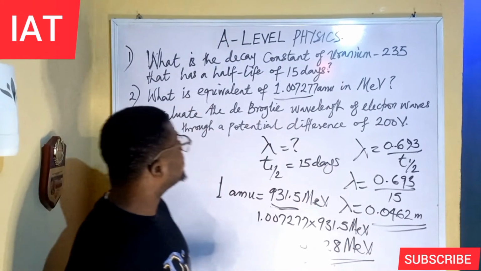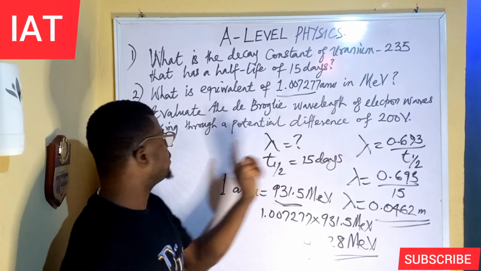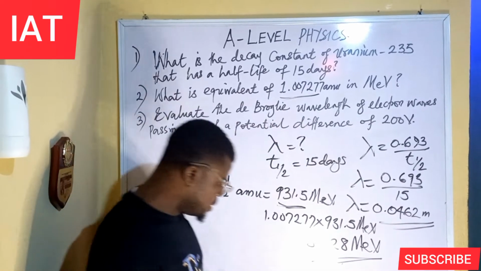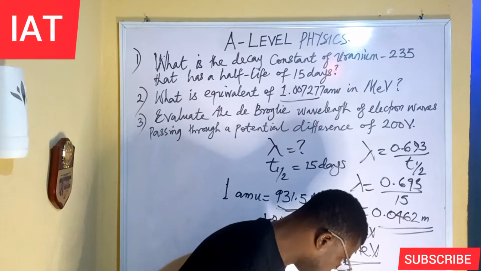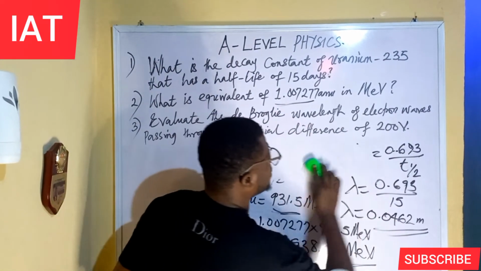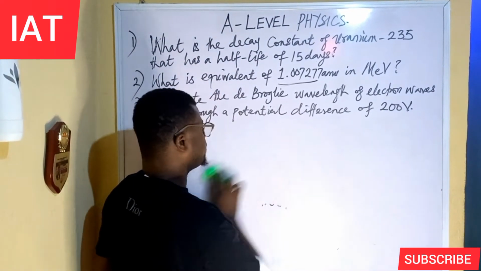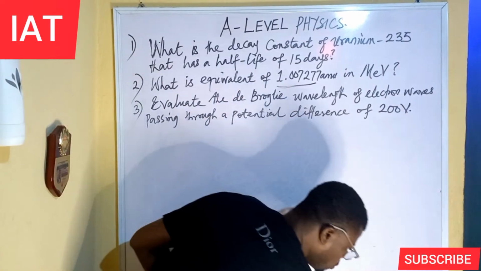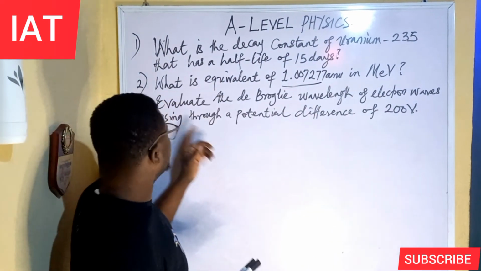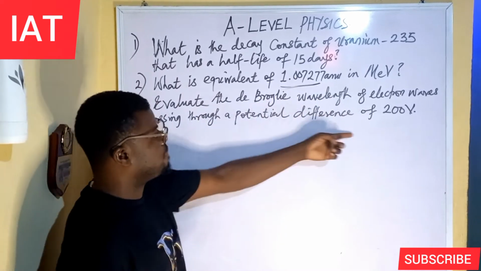The last problem is for us to evaluate the de Broglie wavelength of electron waves passing through a potential difference of 200 volts. The simple way we can address this problem is that we're going to make a lot of derivations or assumptions before we can arrive at this. One of the ways I want us to go about it is to think about the acceleration of this electron, accelerated by passing through a potential difference.